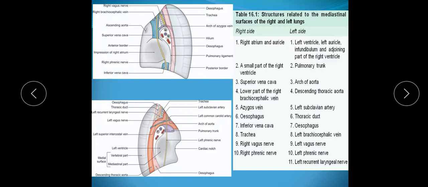This one is the left recurrent laryngeal nerve. This is the left vagus. This is the left phrenic nerve. These are the impressions on the mediastinal surface of the right and left lung. This is a very important diagram, commonly asked in the theory and practical exam.